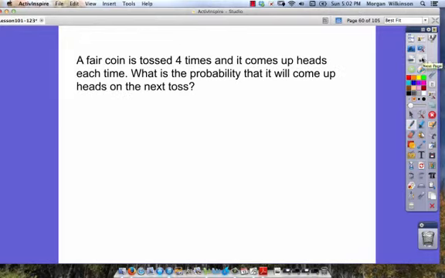A fair coin is tossed 4 times and it comes up heads each time. What is the probability that it will come up heads on the next toss? This is a fair coin. A fair coin will always have the same probability of coming up a head or a tail. Well, that's 1/2, because 1 out of every 2 times we throw it, we should get a head, and the other time we should get a tail.